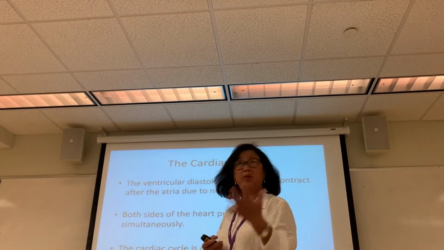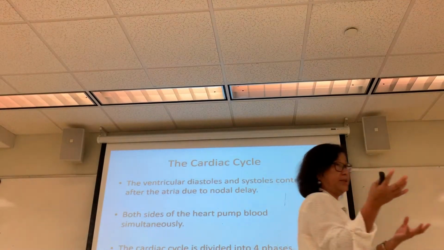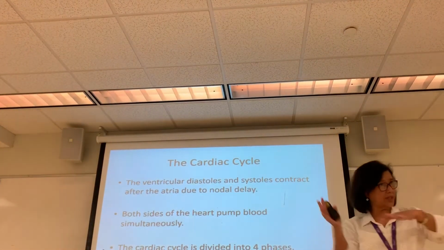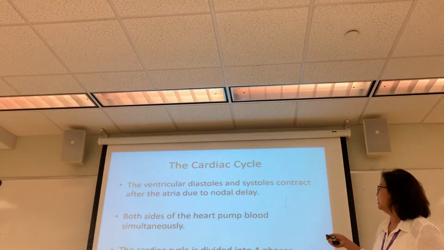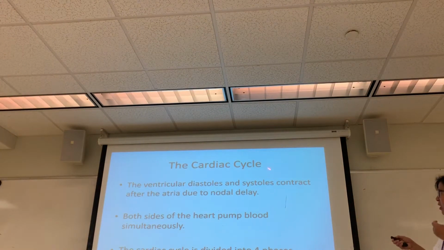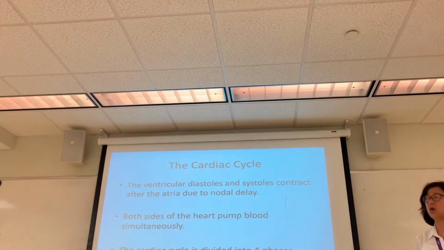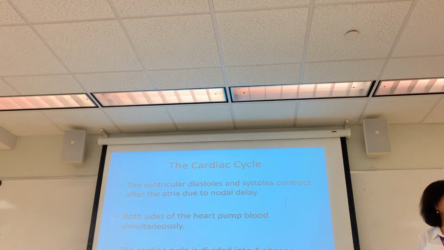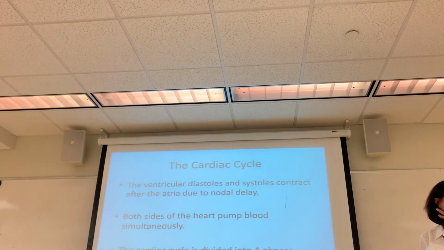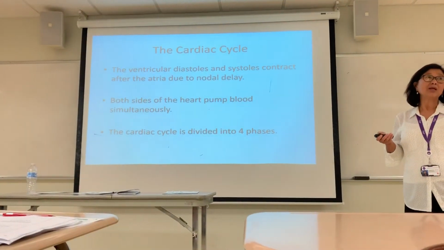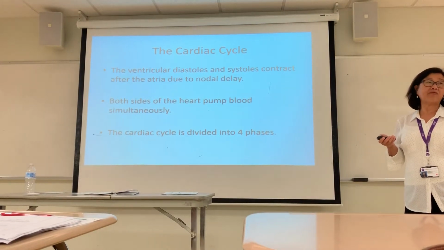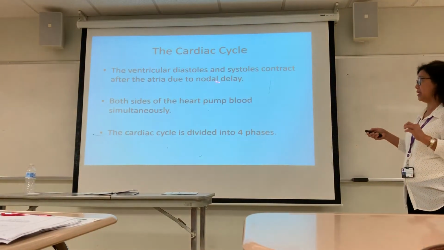Okay. And remember, we have 4 chambers, and it has to be a steady, series flow from the right to the left side of the heart. So ventricular diastole and systole happen after the atria contract due to the nodal delay. The nodal delay is the firing of the electric signal. So remember again, there is no NMJ, no neuromuscular junction. So the heart is auto-rhythmic. It will fire by itself from the SA node.